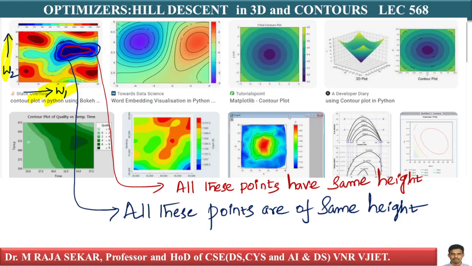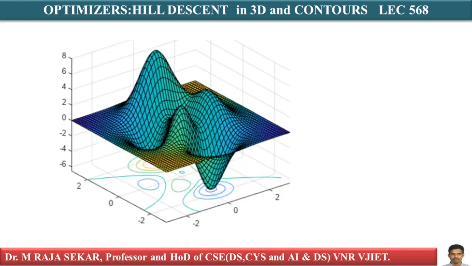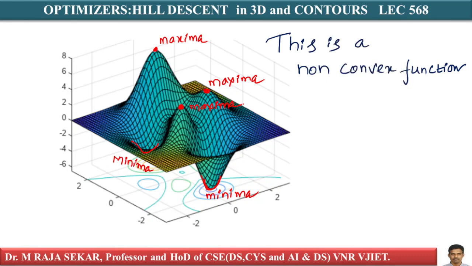Let's take a slightly complex example. This example has multiple minima and multiple maxima. There is a minima here, yes, there is a maximum, and there is another maximum. What is this function? This is a non-convex function. This is W1, then this is W2, and on the z axis, I can say it's the loss, isn't it?